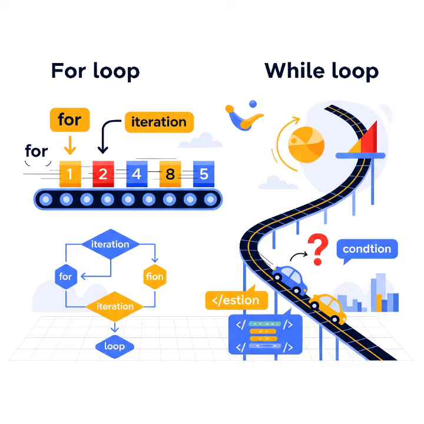Risk: less risk of infinite loops; usually higher risk of infinite loops if the condition never becomes false. In essence, if you're counting, use a for loop. If you're waiting for something to happen, use a while loop.